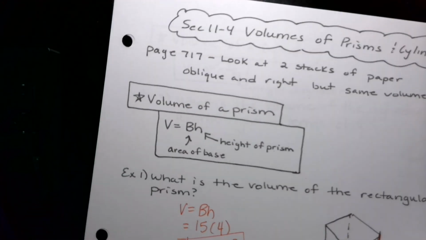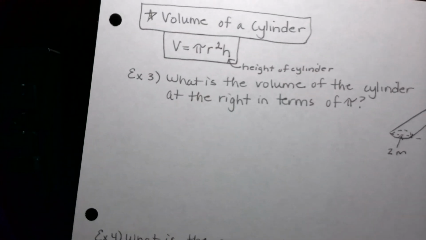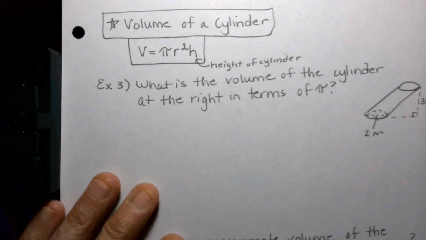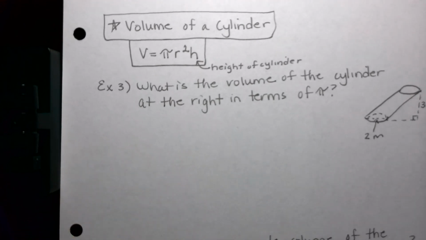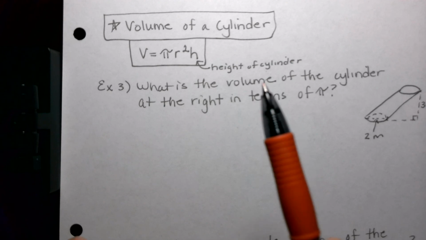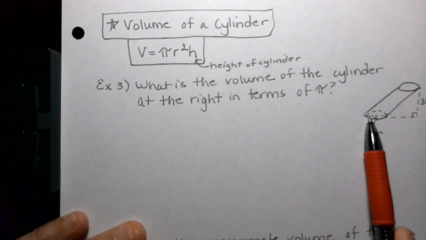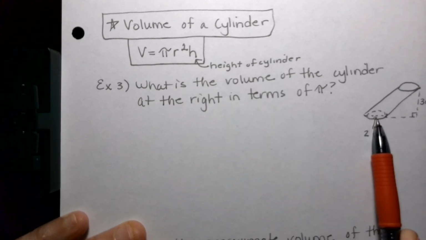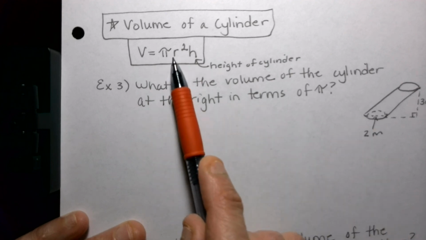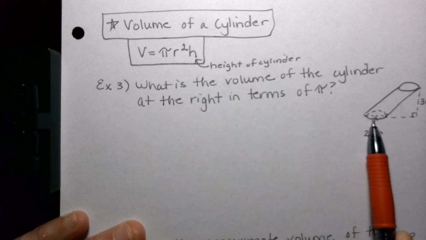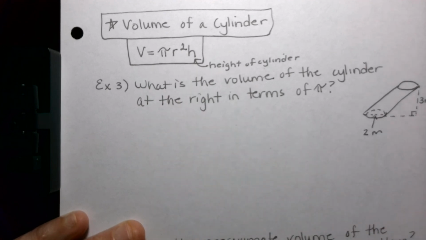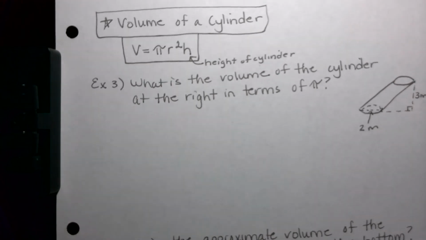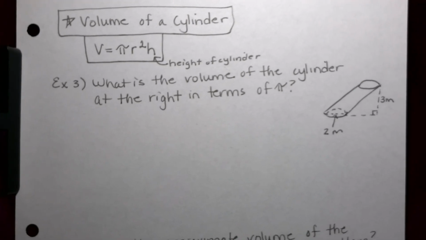All right, next page. Volume of a cylinder. It is the same formula, because the other one, if you remember, was base times height. Well, the base of a cylinder is a circle, and the area of a circle is pi r squared. So it is the same. It's the area of the base times the height of the prism. Slide this over a little bit. There we go.